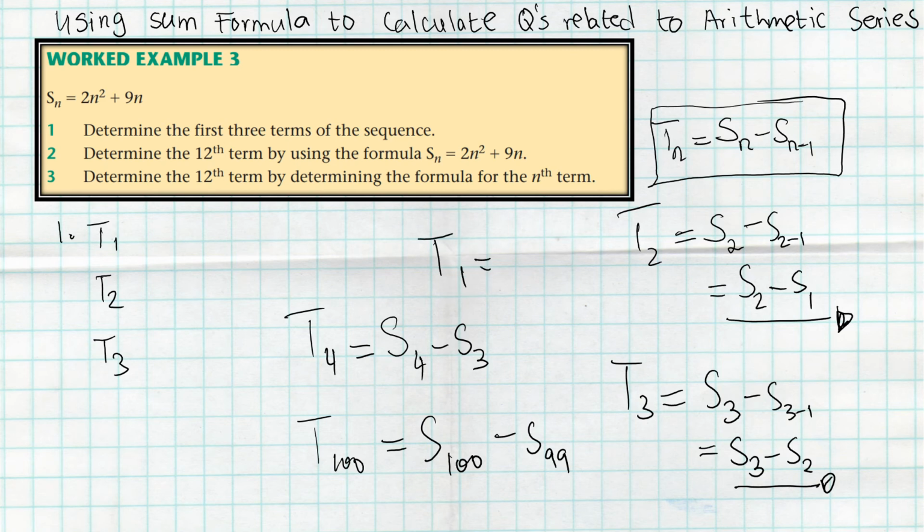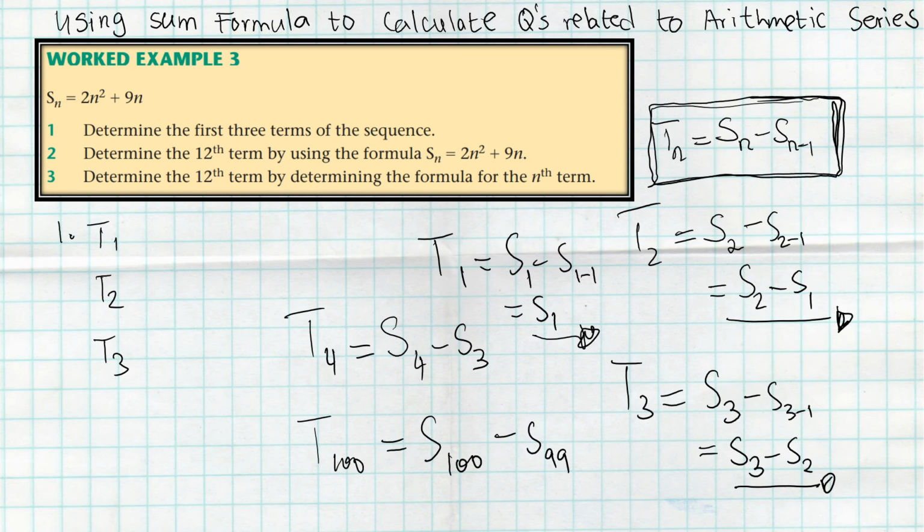Term number 1 will be the same as S1 minus S0. We don't have a sum of 0 terms. The sum of 0 terms is 0, because you are not adding anything there, so that will just go away. So term number 1 is just equal to S1, because S0 is not there. So term number 1 is S1, term number 2 is S2 minus S1. But you can really just know this general or standard formula in order to calculate.